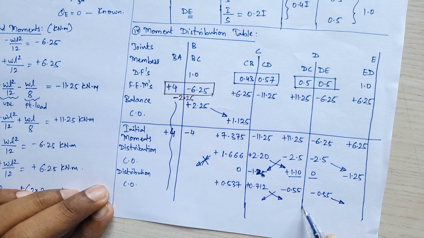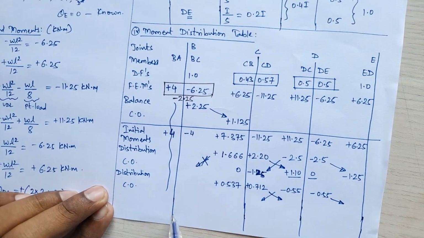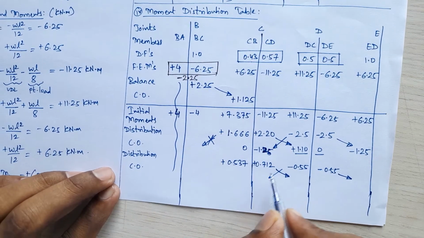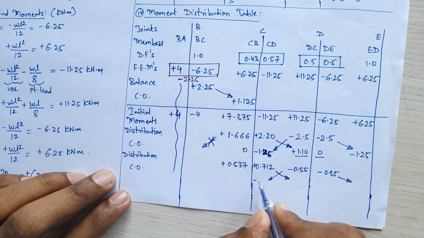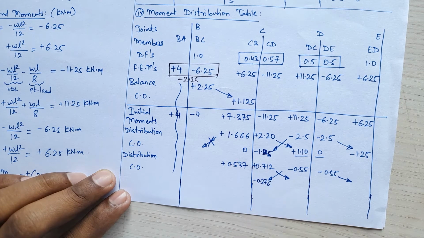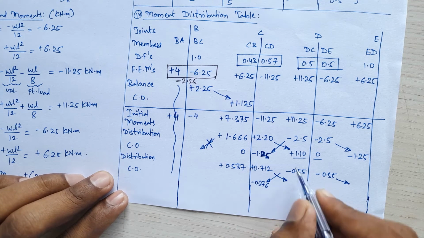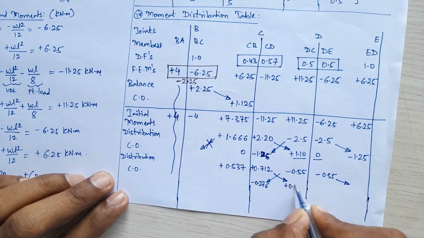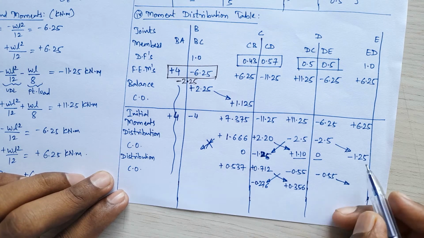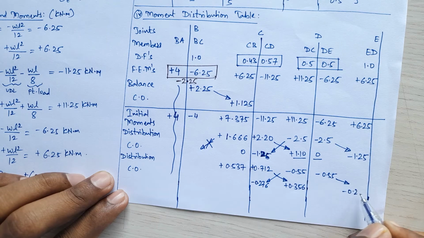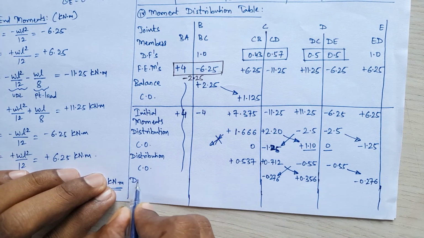The carryover factor is your 1/2, so apply a carryover factor of 1/2 for these moments. So 0.55 divided by 2, I get that as minus 0.276. In the same way 0.712 divided by 2, I get that as plus 0.356. Next 0.55 divided by 2, I get that again as minus 0.276.